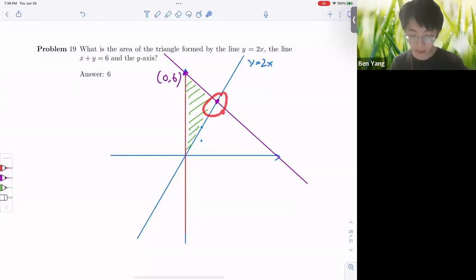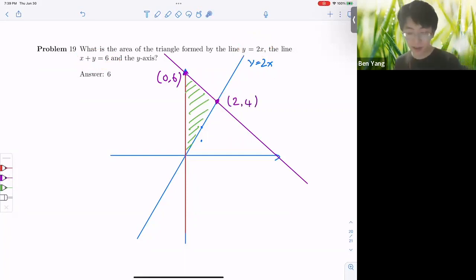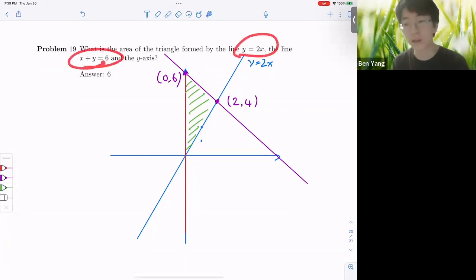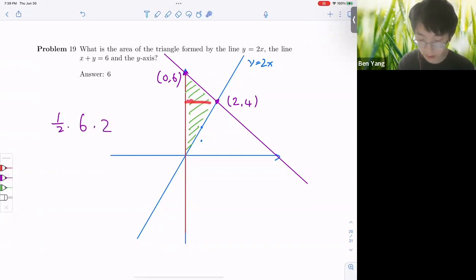And we also need to find the coordinates of that intersection. So y = 2x and x + y = 6. If you solve the equations here, you will see x is equal to 2 and y is equal to 4. So (2, 4). When we find intersections of two lines, it's just like solving the equations together at the same time. All right, so now we can compute the area. So 1/2 times base times height. Height is 2, right? This height here is equal to 2. So the area is 6.